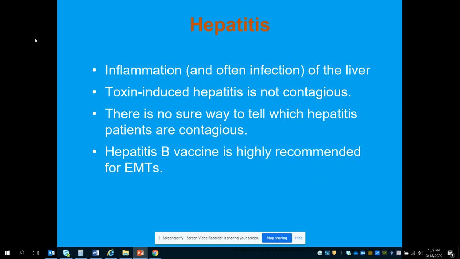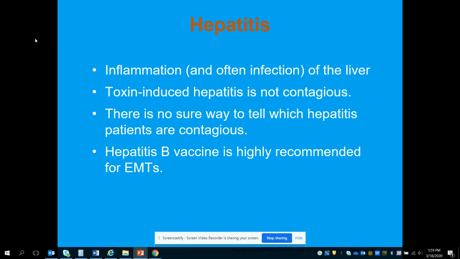Hepatitis, as we said, there are several different types of hepatitis. There are A, B, and C, which are three of the most common. Hepatitis itself is inflammation and often infection of the liver, again, coming in with those three different types. Toxin-induced hepatitis is not contagious, which means the infection itself can be spread to someone, but if it is coming from a toxin, then you can't spread it to another person.